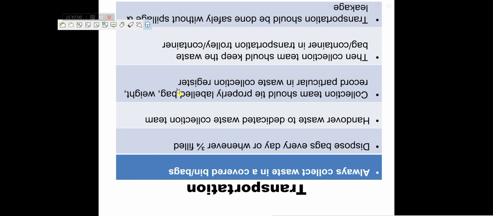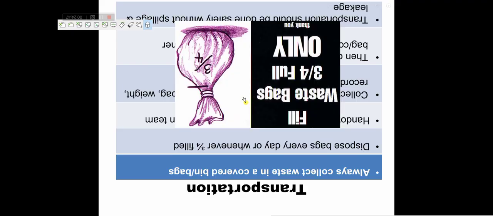Then the collection team should keep the waste bag container in the transportation trolley container, and the transportation should be done safely without spillage and leakage. Now the bag should be filled like this, and it should be tightly packed, right?